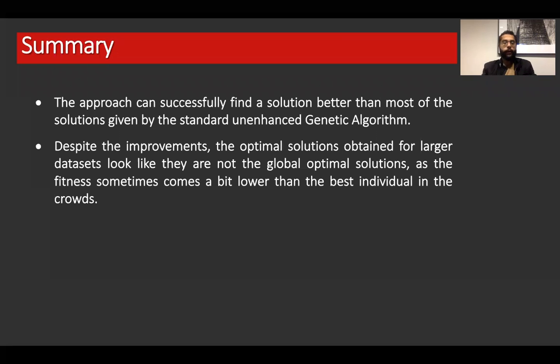To summarize, the hybrid approach can successfully find a solution which is better than most of the solutions given by the standard unenhanced genetic algorithm. Despite the improvements, the optimal solution obtained for larger data sets looks like it is not the global optimum, as sometimes, as we saw, the fitness comes out a little bit lower than the best individual in the crowds.